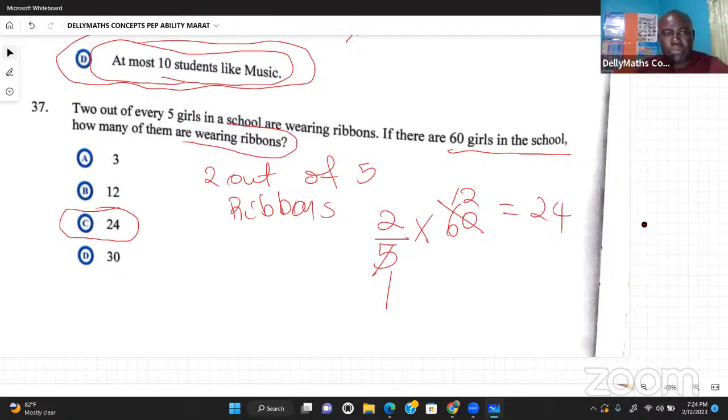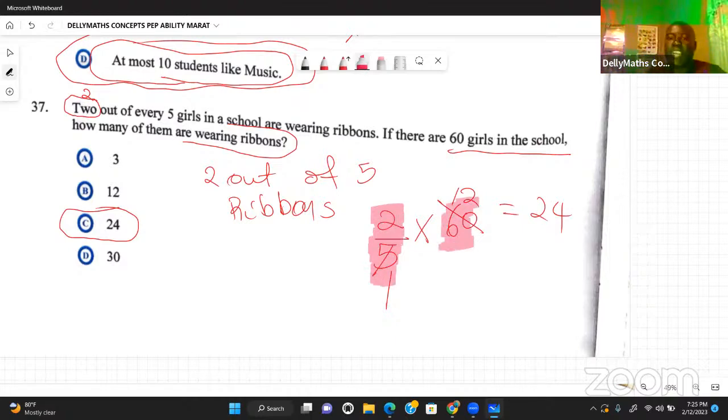So you have to be careful, look out. And you see they try to hide the 2. They put the 2 in words. So if you don't like to read, you're going to miss it. 2 out of 5. All right. So all you have to do is just to represent 2/5 as a fraction and then take it of 60 and you're going to get your 24. So you represent that and you move.